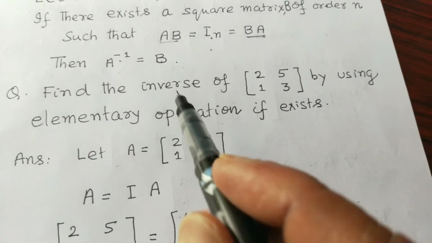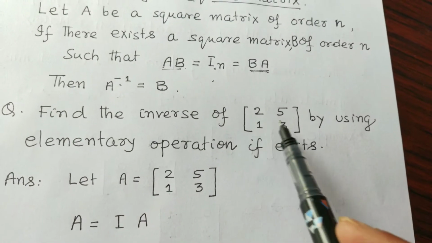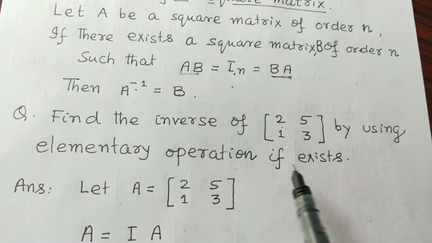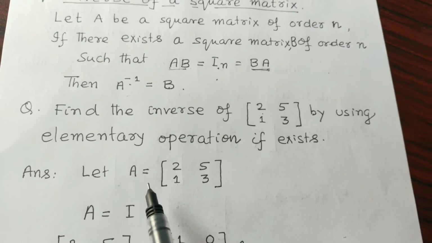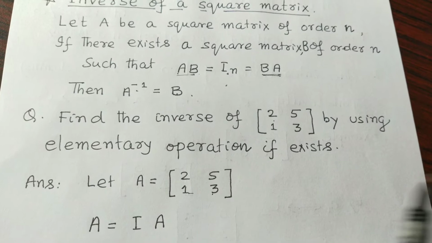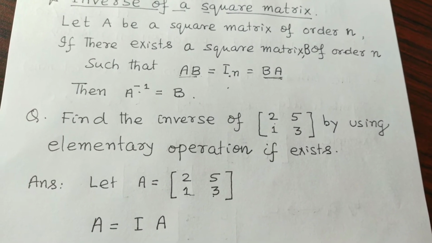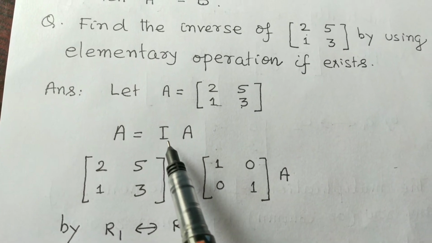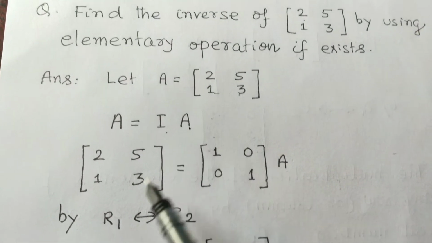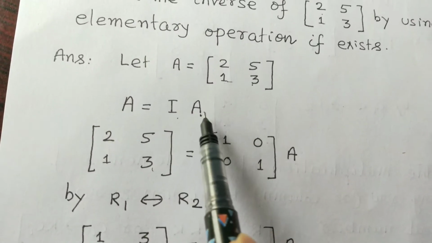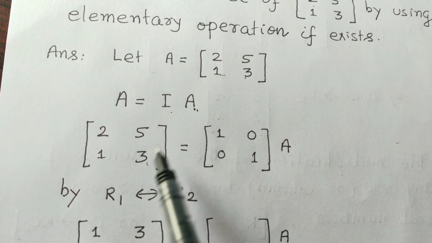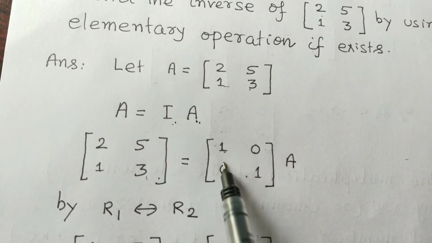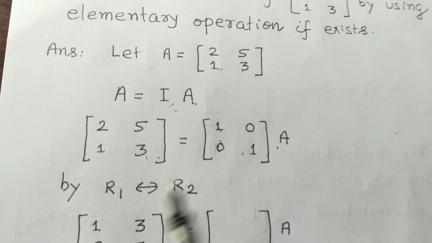So the question comes, find the inverse of 2513 by using elementary operation if exists. Okay, let A be 2513, which is given. Any matrix can be written as a product of the identity matrix and the same matrix. So A equals 2513, 1001 is the identity matrix, and this is A.